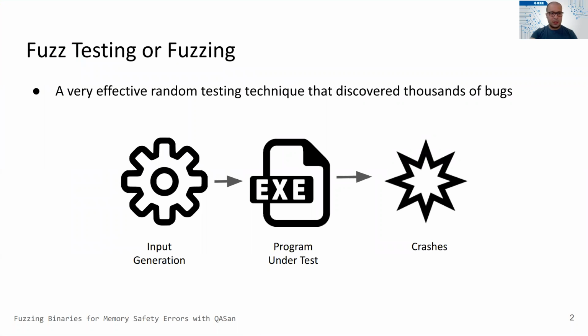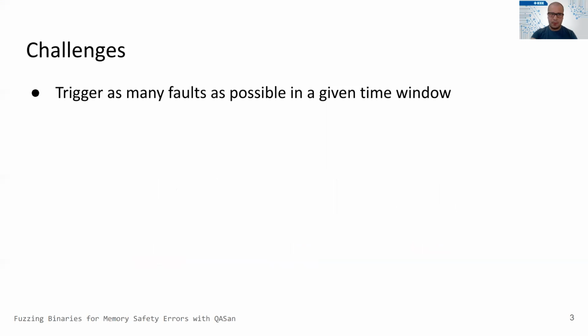Fuzz testing is one of the most popular and effective software testing techniques to discover software vulnerabilities today. It is basically an algorithm that generates random or apparently random inputs for a program under test, and then looks if the execution of the program crashed. The challenge and the objective are that we want to maximize the number of found bugs in a given time.